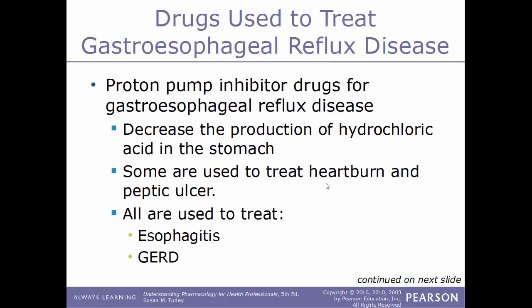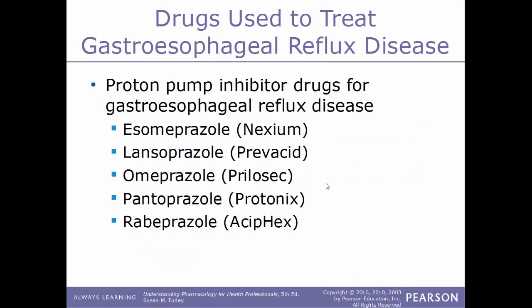Alright, some other drugs that are used to treat GERD are proton pump inhibitor drugs. And these will decrease the production of hydrochloric acid in the stomach. And some are used to treat heartburn and peptic ulcers. And all types of this class of drugs are used to treat esophagitis and GERD. Here are some common examples of proton pump inhibitor drugs that are used to treat GERD: esomeprazole, which is sold under the trade name Nexium; lansoprazole, which is sold under the name Prevacid; omeprazole, which is sold under the name Prilosec; pantoprazole, which is sold under the name Protonix; and the last one listed here, rabeprazole, which is sold under the name Acipix.